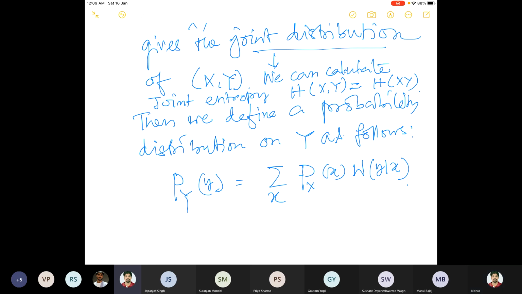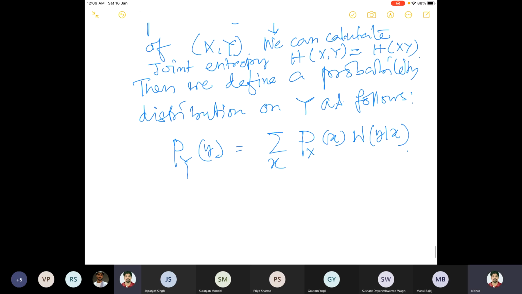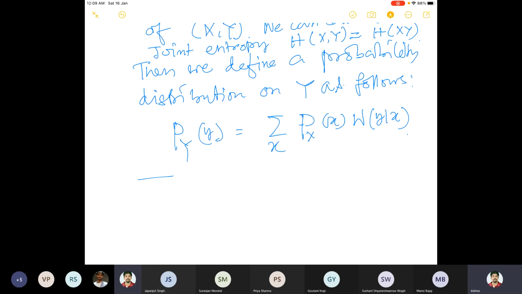And then, we talked about conditional probability and conditional entropy yesterday. Then we can now define the conditional entropy. Let's say we have a working definition, or an interpretation, of what is called conditional entropy in the sense of a channel.